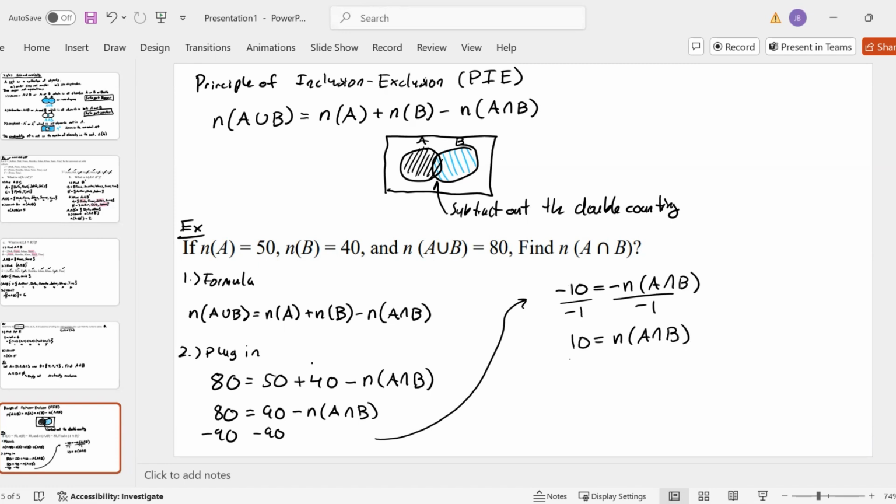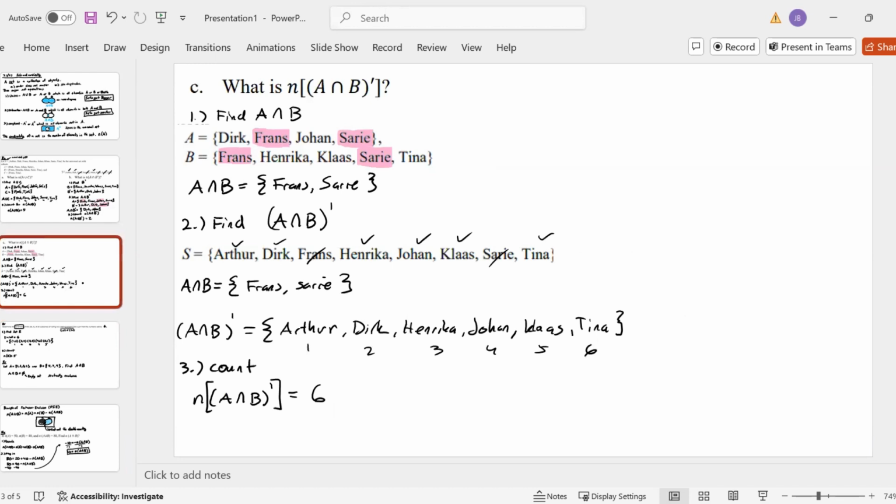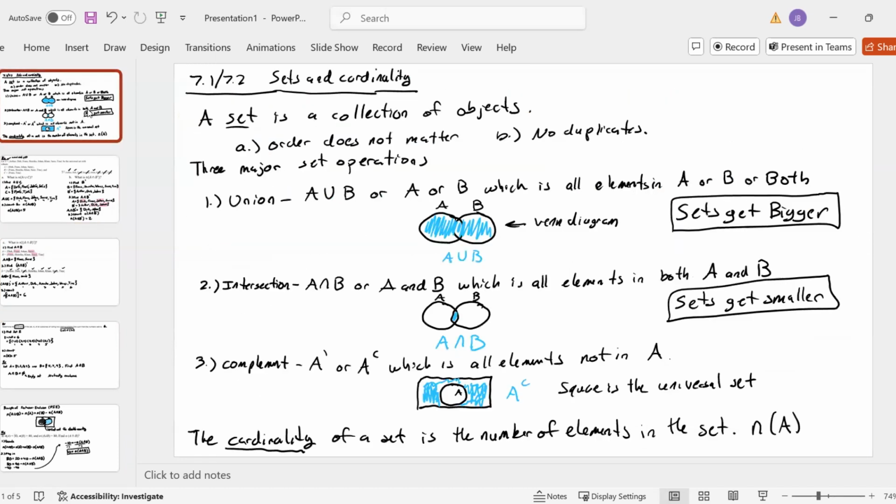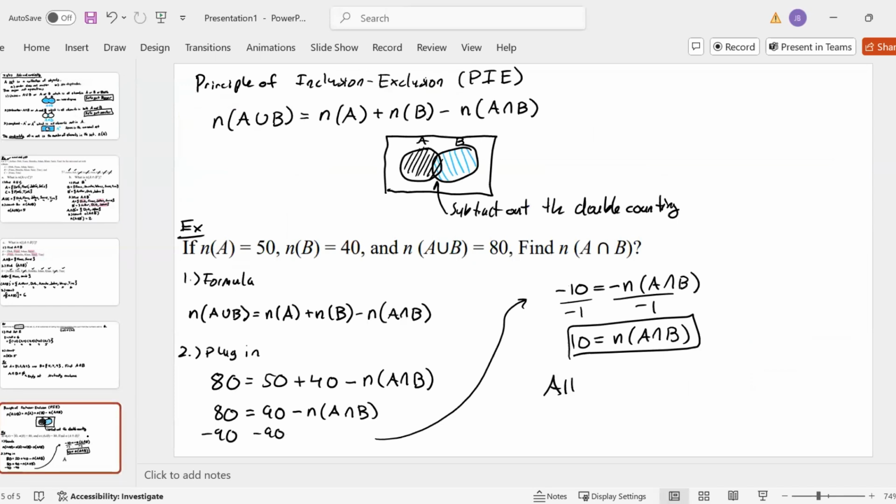One thing to note, and this is very, very important, and I'll write this at the very beginning, with cardinality. Actually, I'll note right here: all answers will be positive.